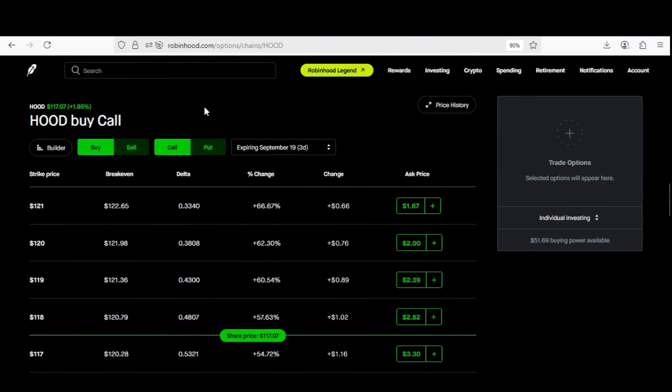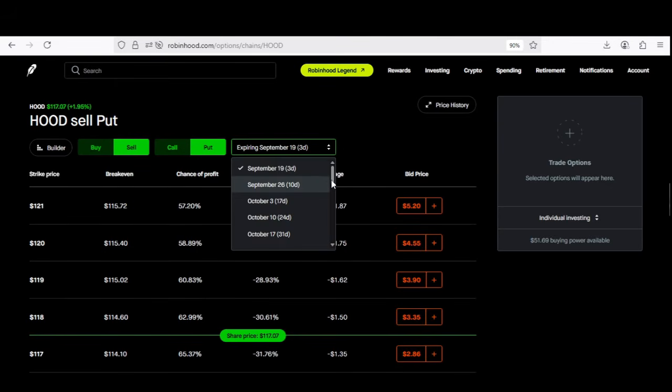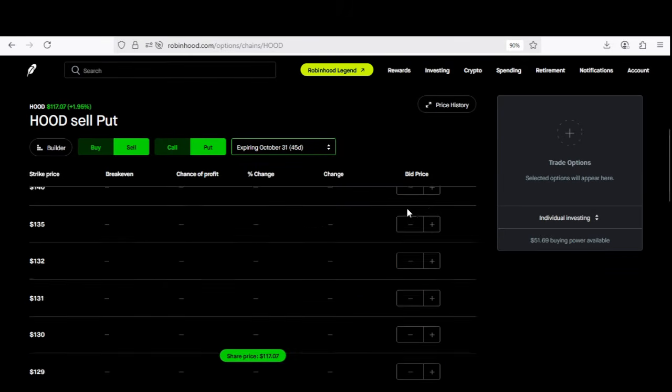So what I'm going to do, I'm going to demonstrate this with two different option strategies. Let's start off first with the cash secured put. So we're going to go to sell, we're going to go to put, and we're going to choose the strike date. Remember the strike date was October 31st. So let's look for that, and that's going to be right here.